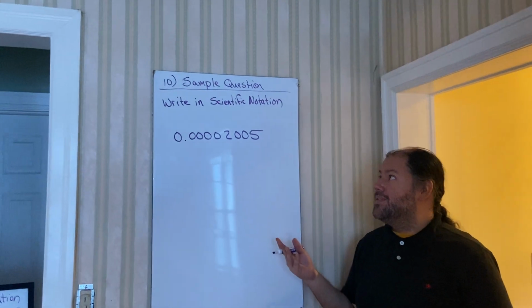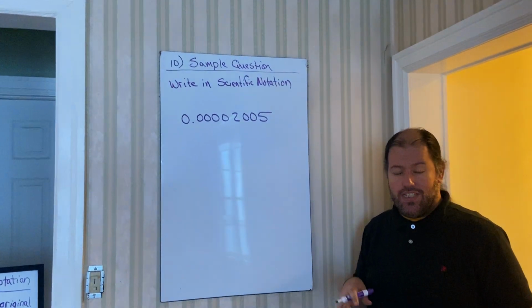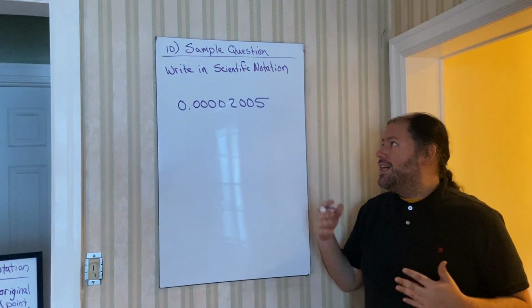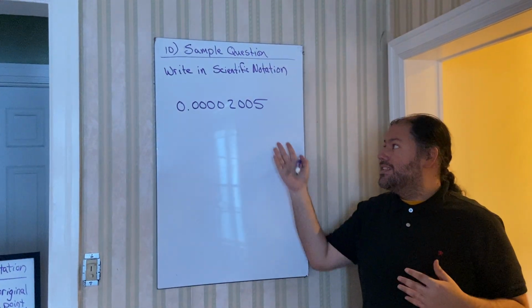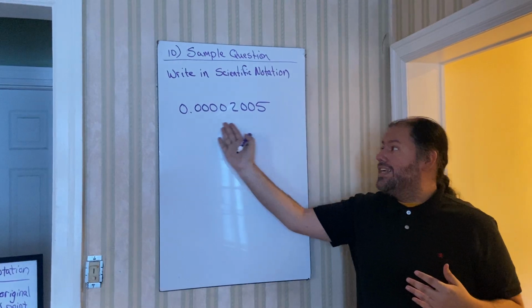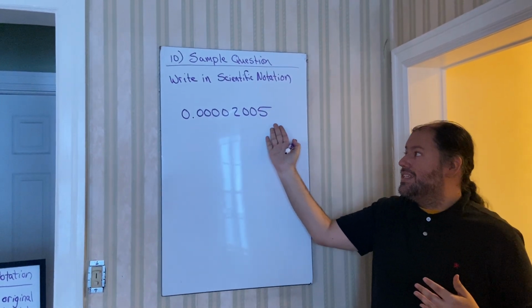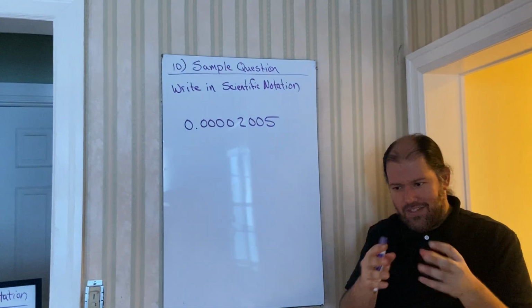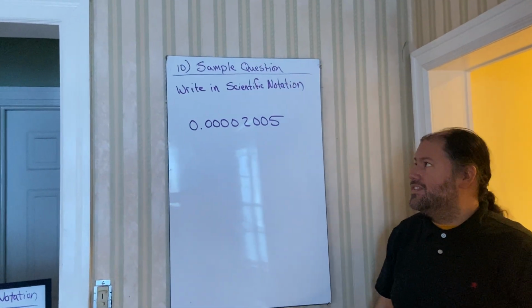So here's our sample question that has to deal with scientific notation. There's only going to be one question on this on the test. But how do we handle this? Again, we know that we have a decimal number here, and we want to have it condensed without so many zeros. So we're going to write this in scientific notation.